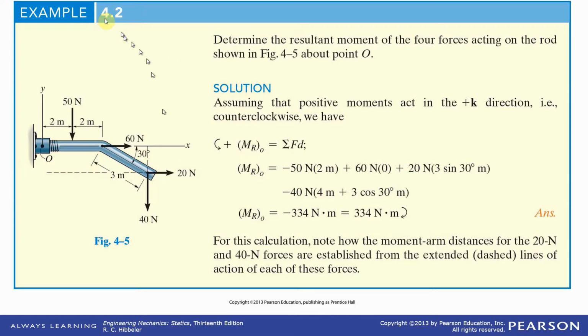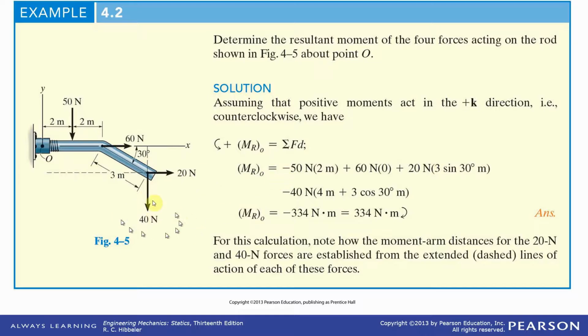Okay, we're back. Going to talk about example 4.2. 50 newtons, negative y direction, 2-meter lever arm. 60 newtons, positive x direction, 4 meters in the x direction, 0 meters in the y or z. 20 newtons at 3 meters times the sine of 30 in the negative y for the R component, for the lever arm component, 20 newtons in the positive x for the force.